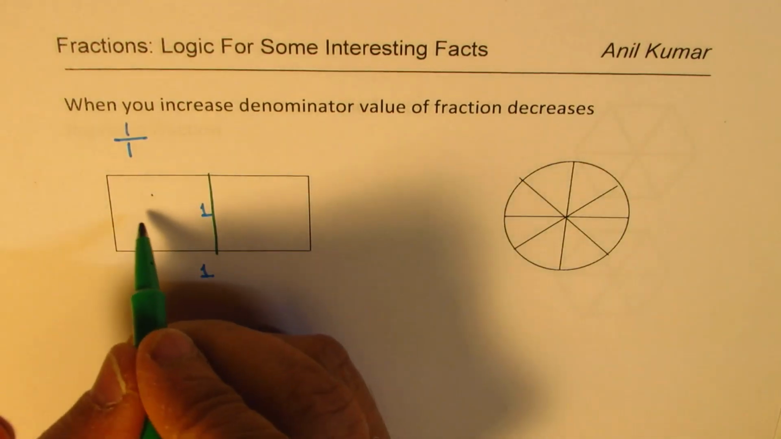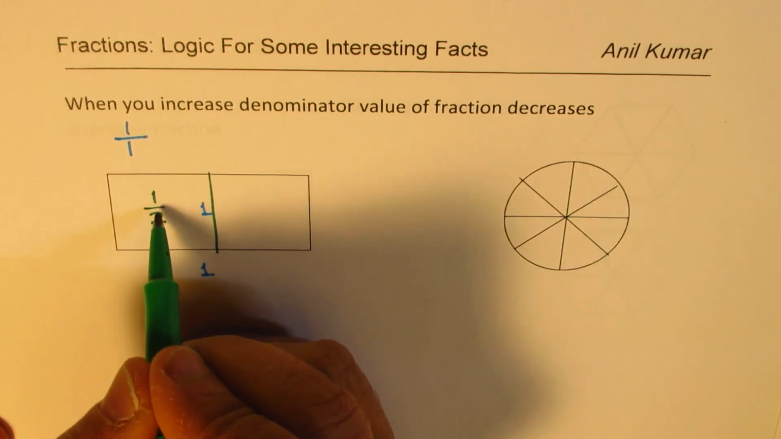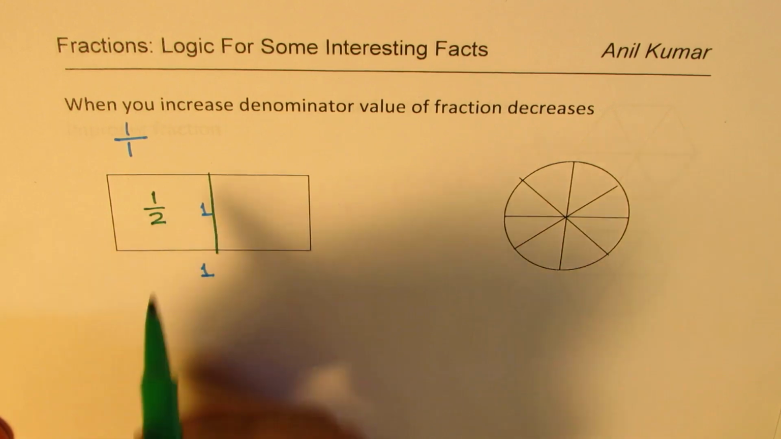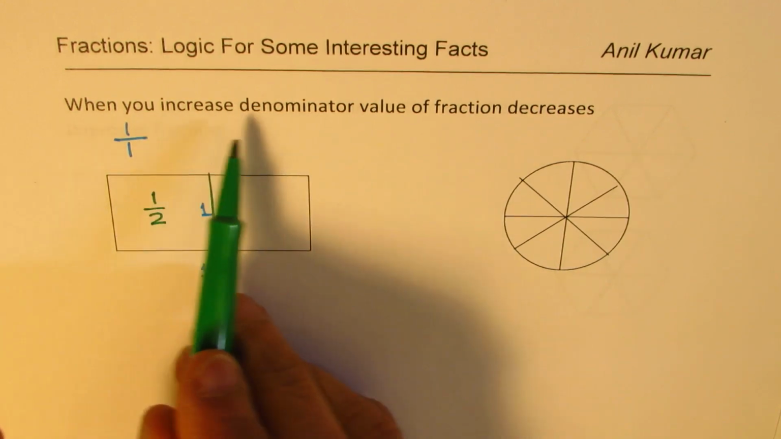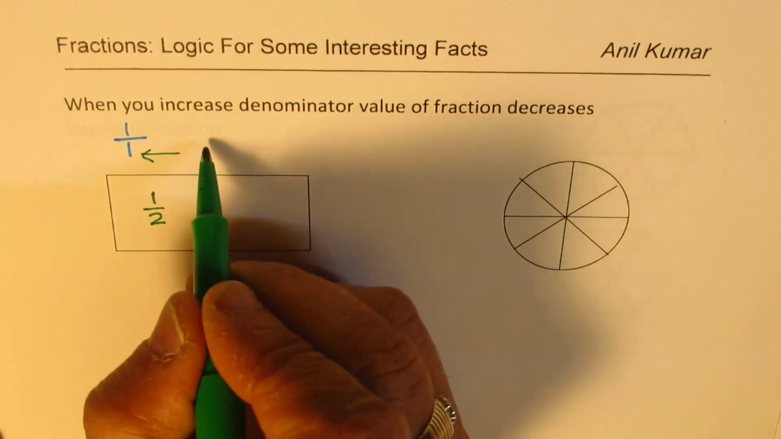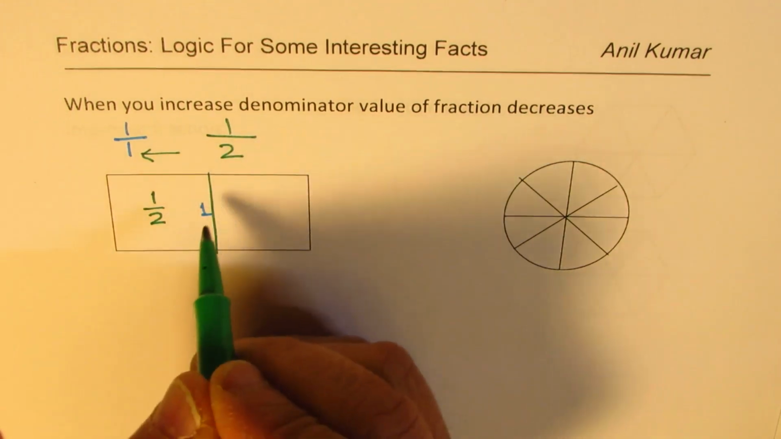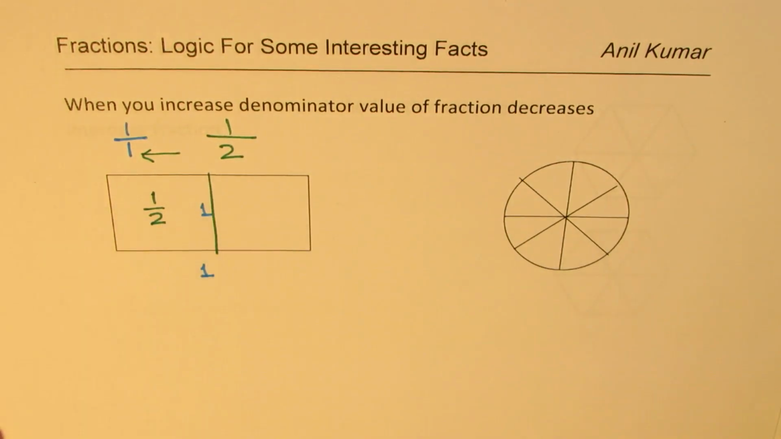Now, if I divide it into two parts, then it becomes 1 over 2. Do you see that? When you increase the denominator, this is the denominator, right? When you increase this from 1 to 2, the value decreases. You can see it becomes half. Does it make sense to you?